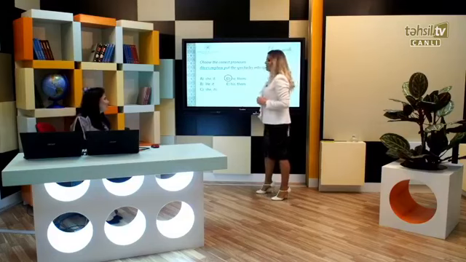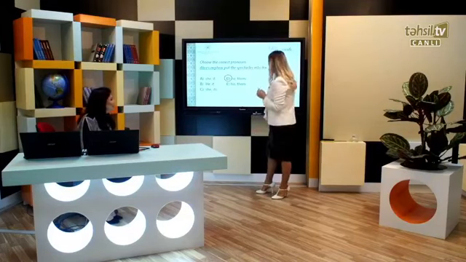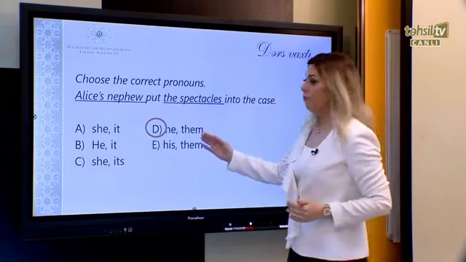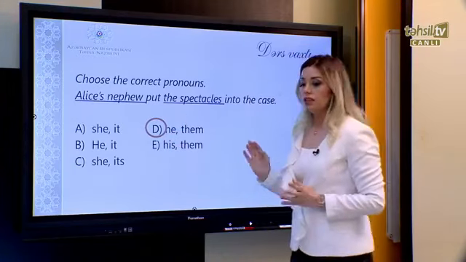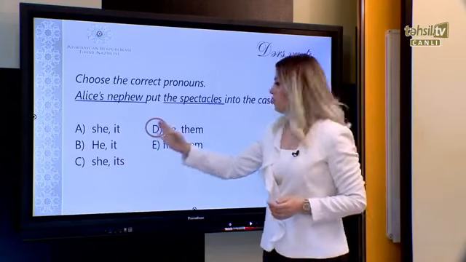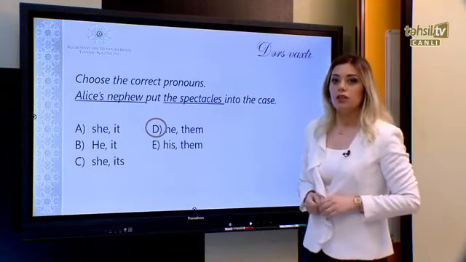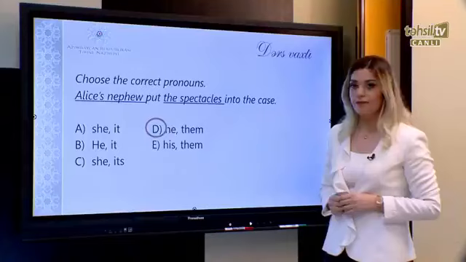Okay. The answer is D. So Alice's nephew, who, he, put the spectacles, put them into the case. We cannot choose, for example, put it, because the spectacles is a noun which is always in plural. In many cases, 7th, 8th graders mix this question. They get confused.